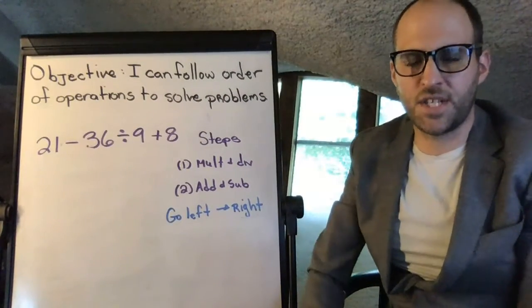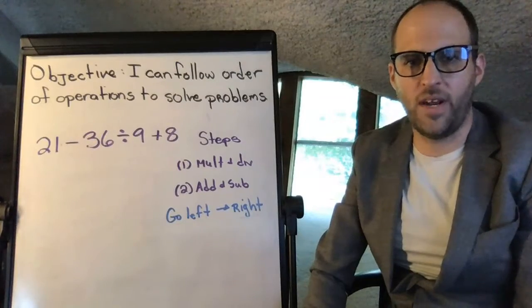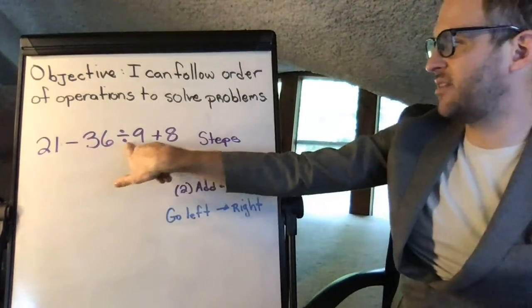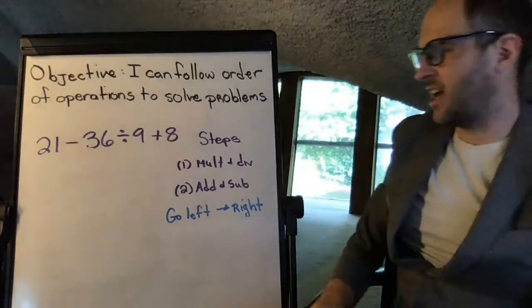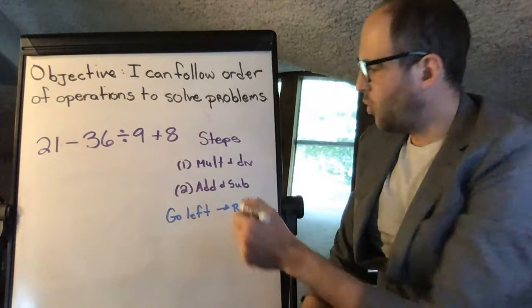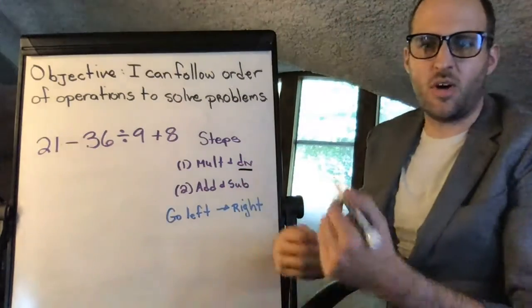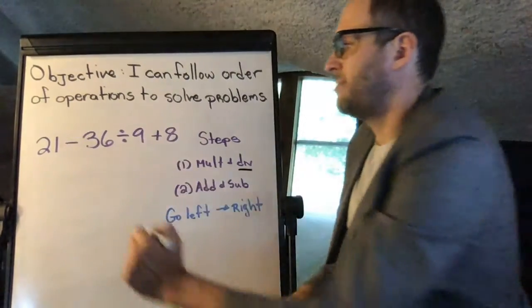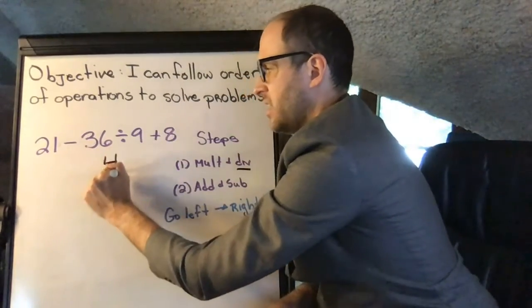Here's another similar example to the question we just completed. Notice here we have 21 minus 36 divided by 9 plus 8. Here, there's only one multiplication or division, so obviously that tells us we have to do that one right away. 36 divided by 9 is 4.